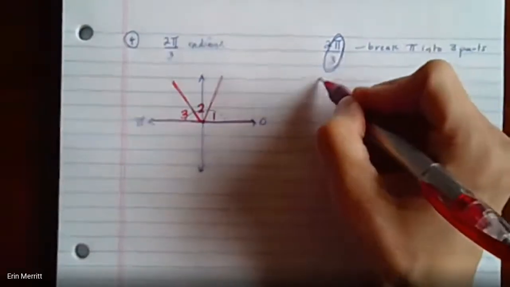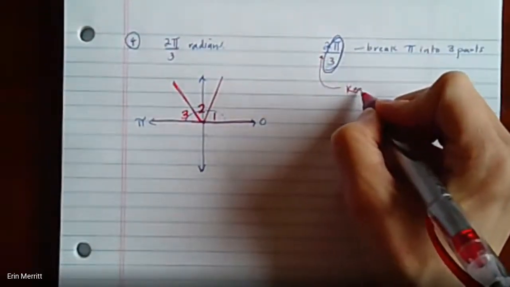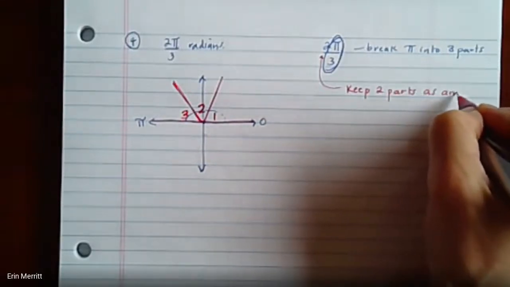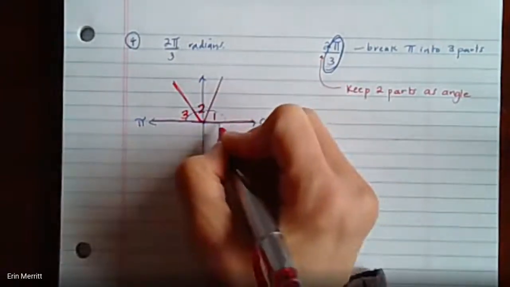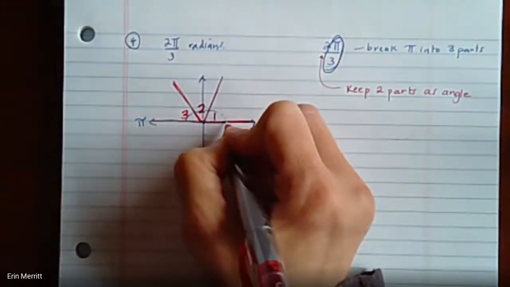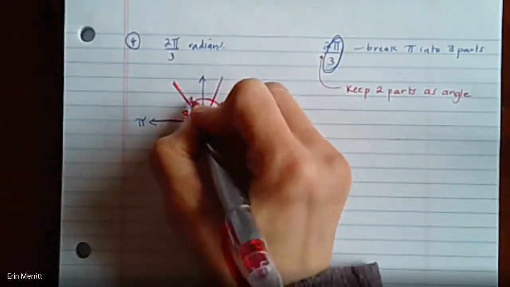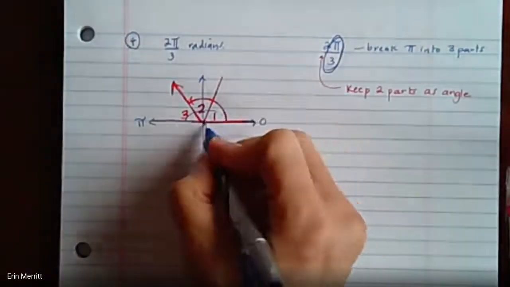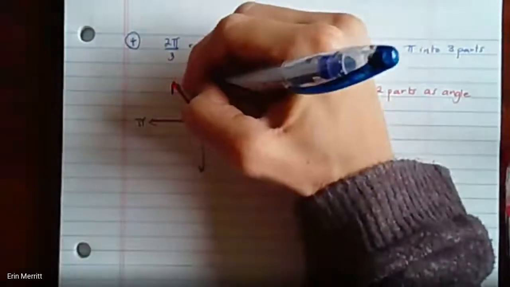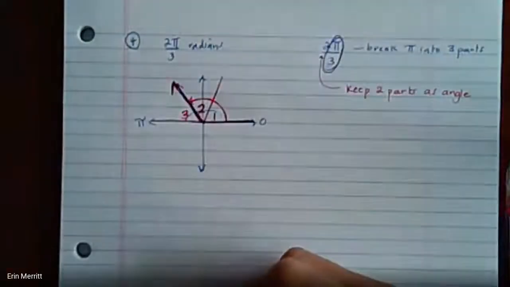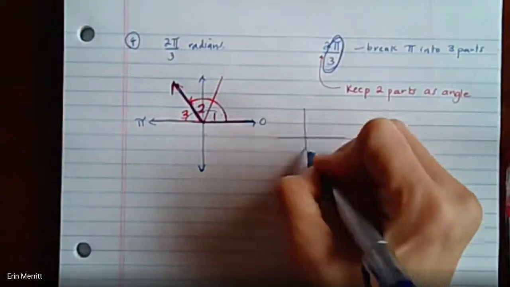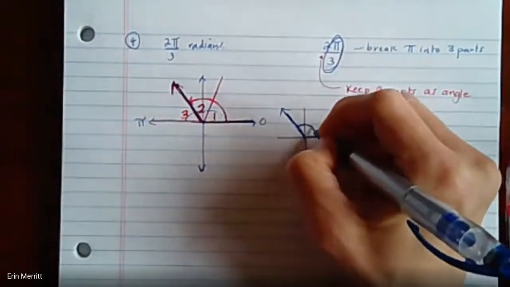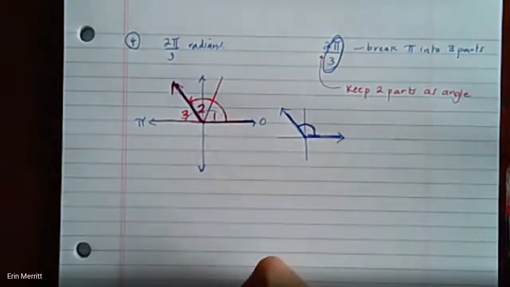But now you get the basics from before. You're going to keep 2 parts as the angle. So now start here and then rotate through just 2. So there you go. And then if you need to go back over it, feel free. Or if you need to resketch it again, I don't care. It'd look like this. So there's my 2 pi over 3, right?